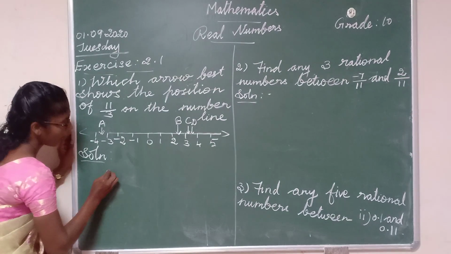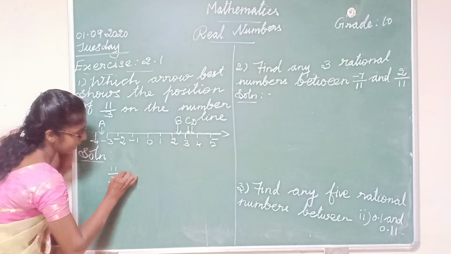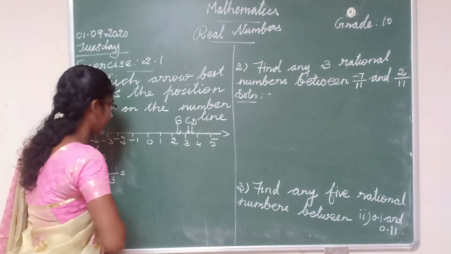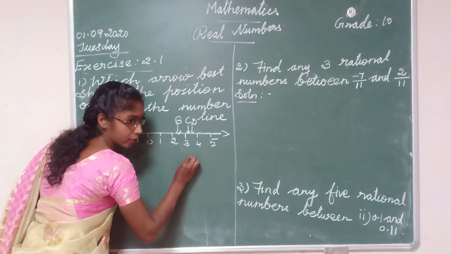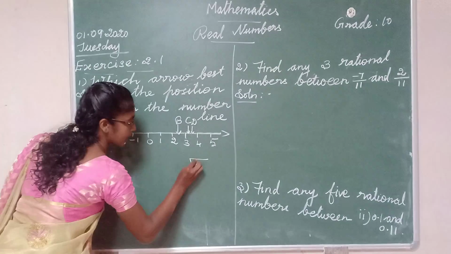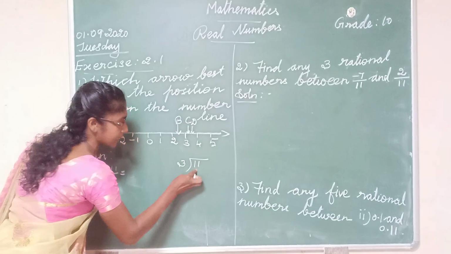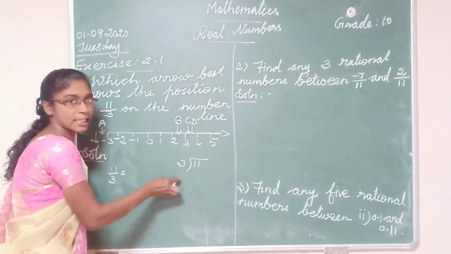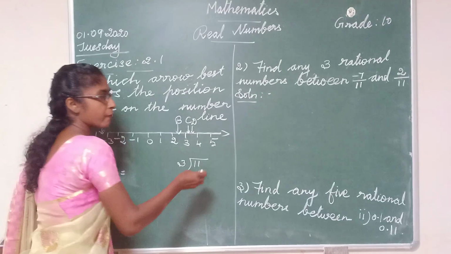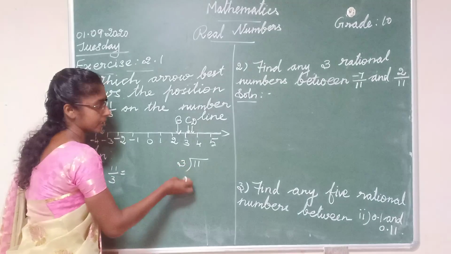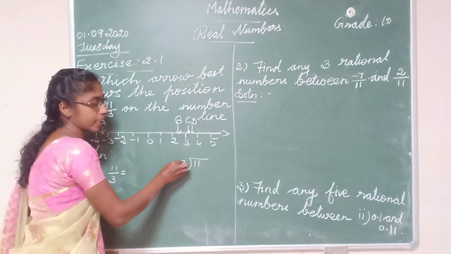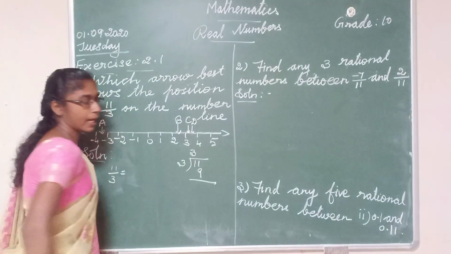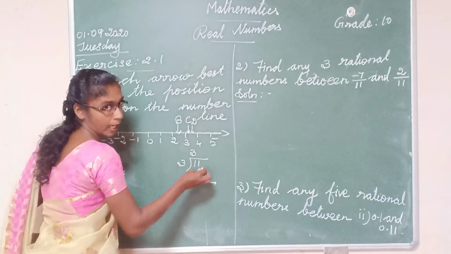First, we can find 11 by 3 in the decimal form. How can we find this? In the last class, I taught this. First, we write 11 inside, which is the dividend, and 3 outside, the divisor. We say the 3 table: 1 3 is 3, 2 3 are 6, 3 3 are 9. How much is the balance? 2 is the balance.